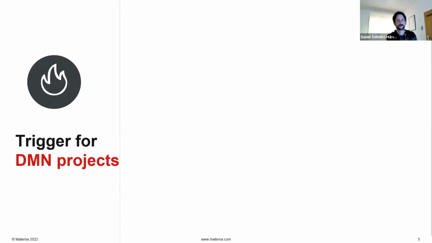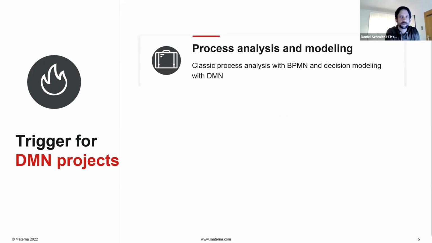What triggers do we have for our DMN projects? First of all, of course, it's classic process analysis and modeling. A customer wants a process analysis, and as part of this analysis, you also model the decision task. These are the projects where the decision modeling isn't the main part, and often it's not the primary focus.